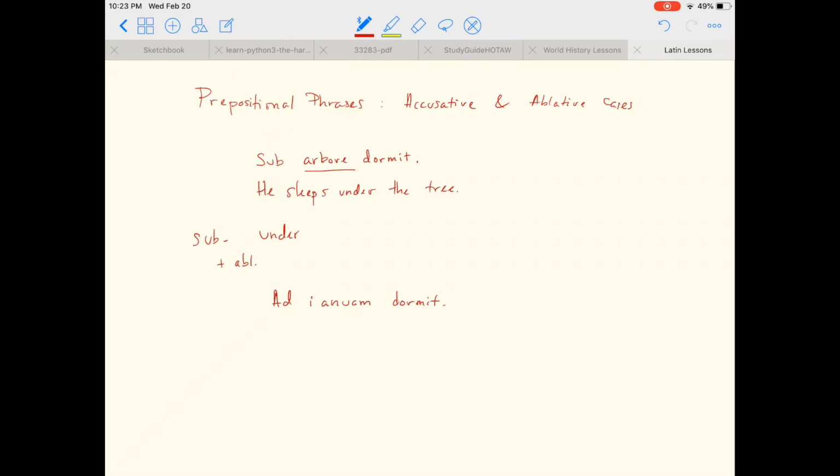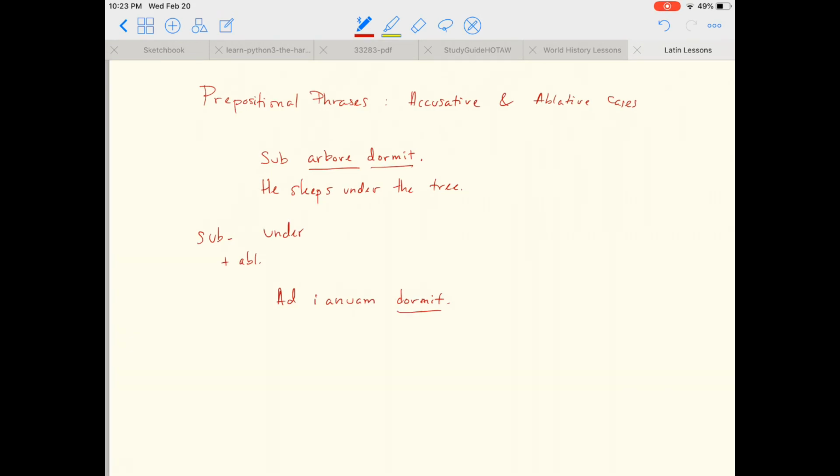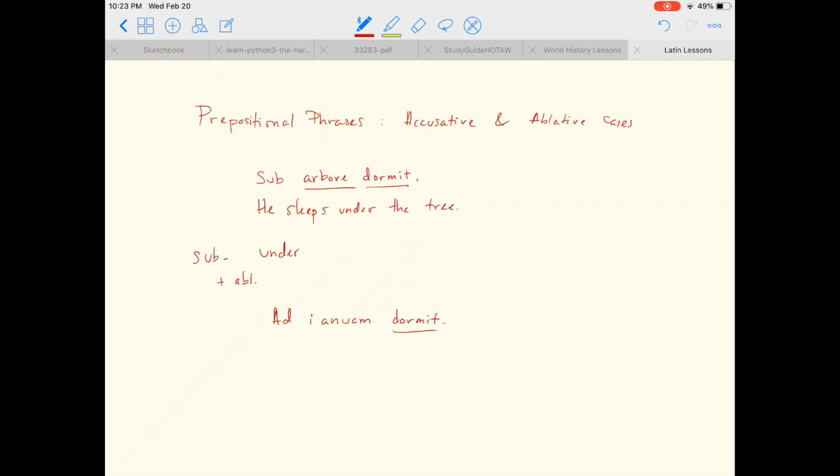I must be making this video too late because subconsciously I'm choosing the examples with sleeping, dormit. He, she, it sleeps. That wasn't conscious, but now that I notice it, it's kind of interesting.